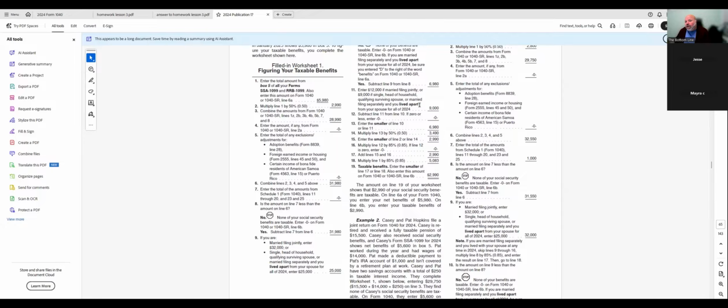And then enter the smaller of 10 or 11. What's smaller? 6,980. Multiply line 13 by 50%. So the 6,980 is the part of the Social Security that tentatively could be taxable. But then we're going to multiply it by 50%, and you're going to enter the smaller of line 2 or 14. So now you have to go back to line 2, which is 29,990, half of your Social Security.